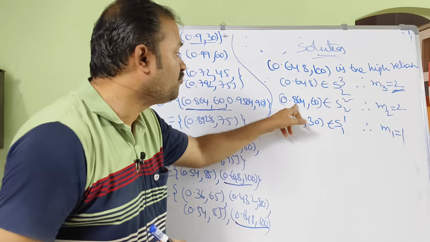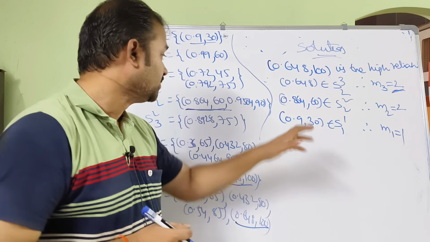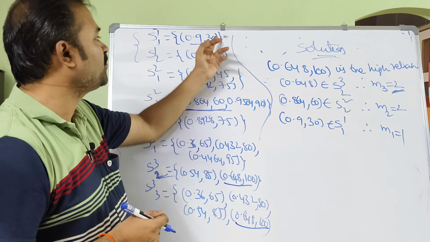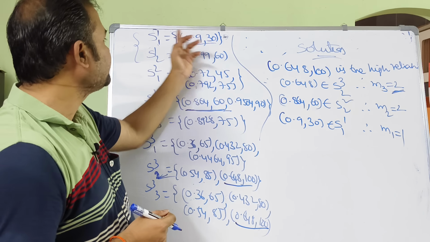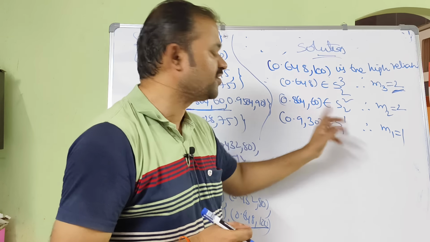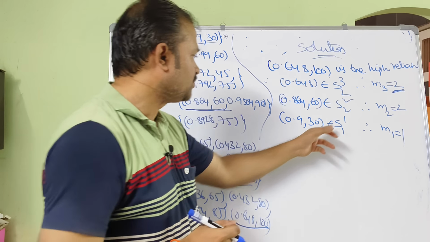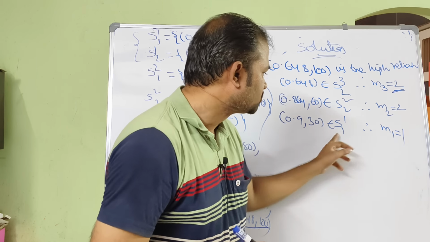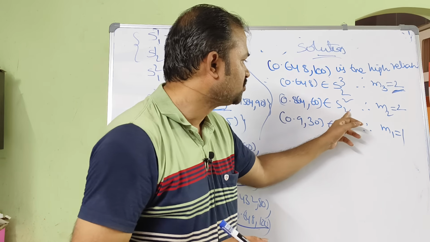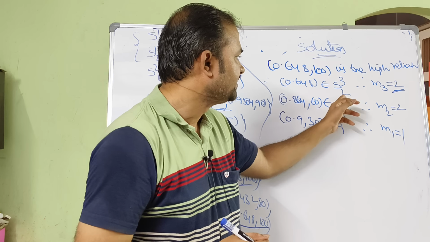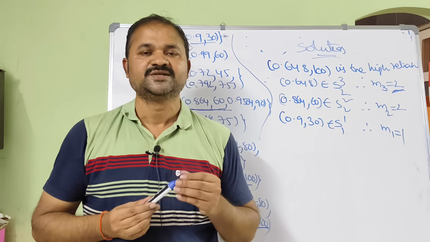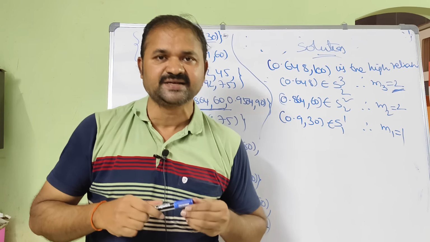Now how did we get 0.864? We got 0.864 by multiplying with this pair, 0.9. So 0.9 comma 30 belongs to S power 1, 1. So now what is the M1 value? M1 value equal to 1. So 1 copy of the first device, 2 copies of the second device, next 2 copies of the third device we have to purchase or maintain. So this is about reliability design using dynamic programming.